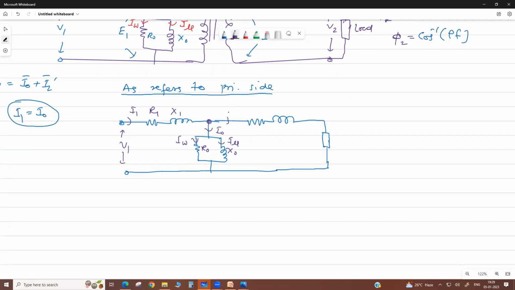Then due to this, this is I2 dash as referred to the primary side. Now this resistance also as referred to the primary side, reactance as referred to the primary side, E2 also as referred to the primary side. But you know already here it is E1, it is the same. It means E2 dash equals E1. Then across this load there is V2 dash. Then here this is the load impedance dash.